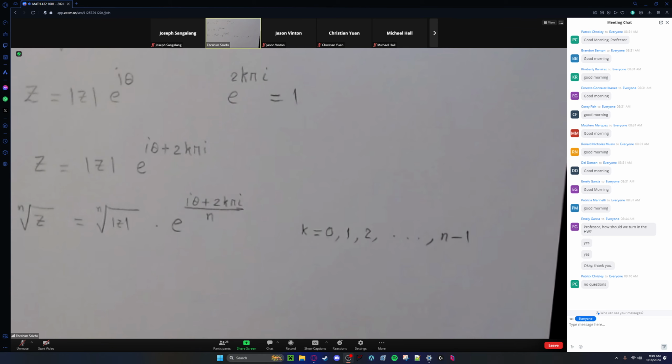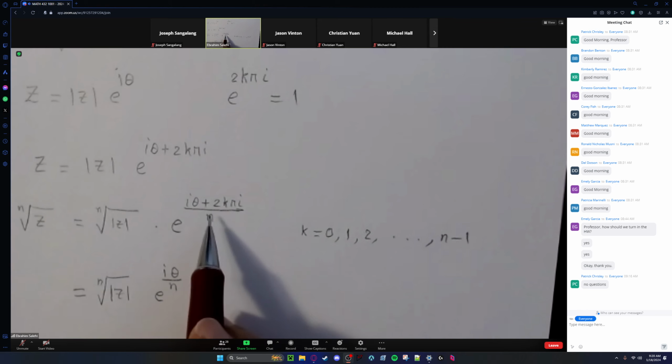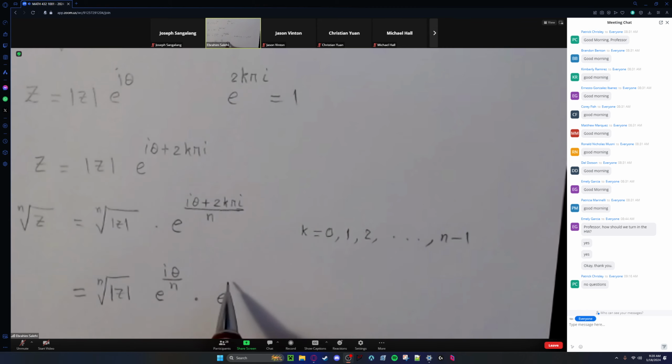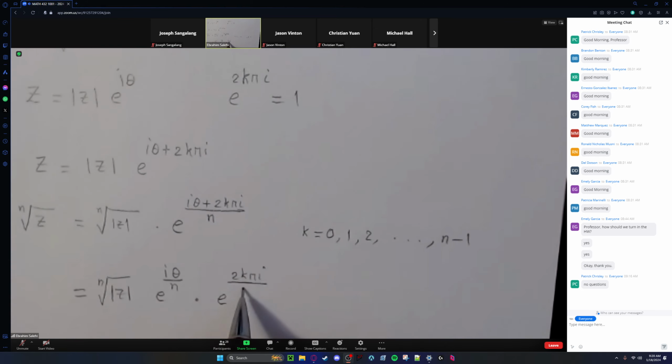Well, here is an example. But before giving you the example, I can sort of modify this and say, look, this is nth root of modulus of z, e to the i theta over n times, this part is fixed. This part, 2k pi i divided by n.